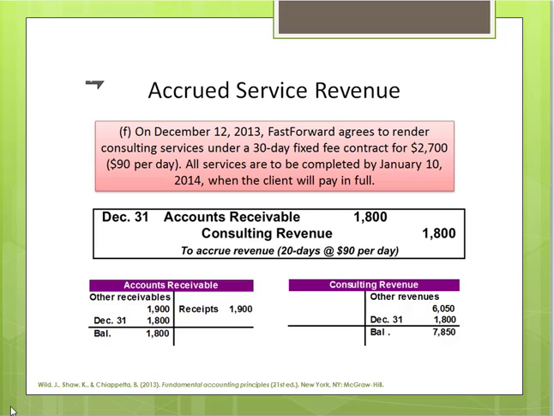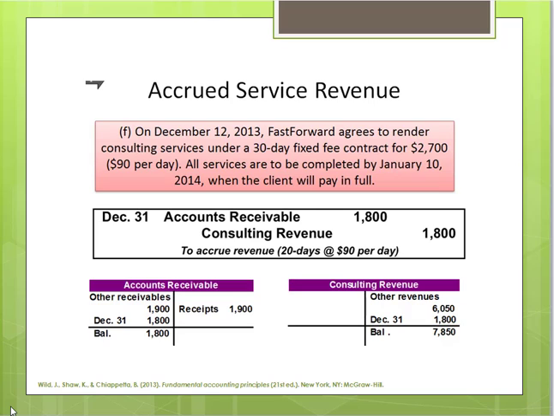We record accrued revenues when we have performed a service or provided goods to a customer but have not yet received the payment. Because remember, under the accrual basis of accounting, we record the revenue when we've earned it, even if we have not yet received the payment. So let's look at an example.